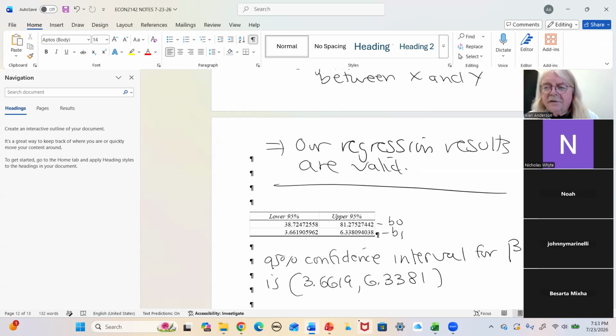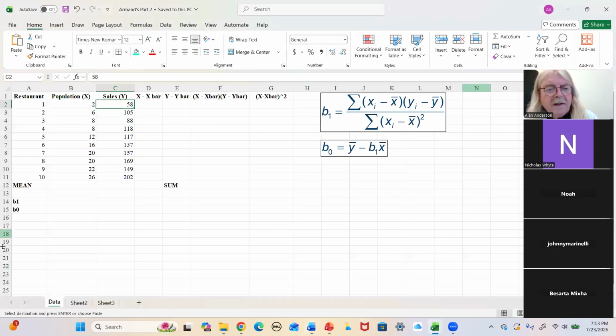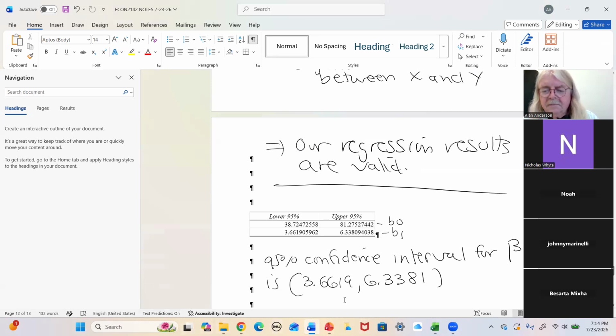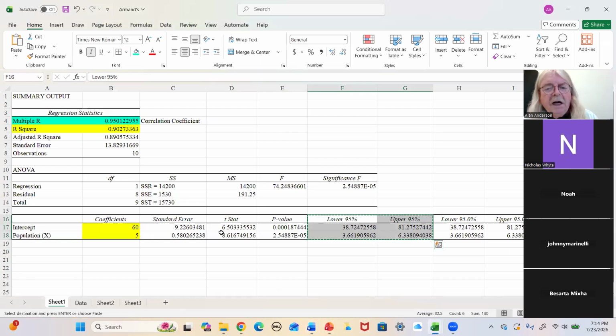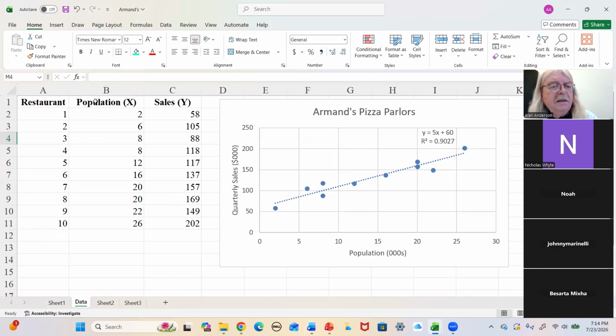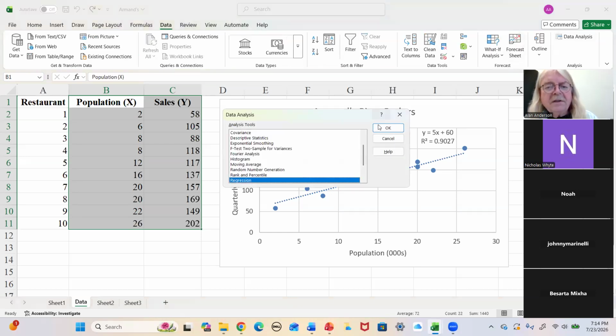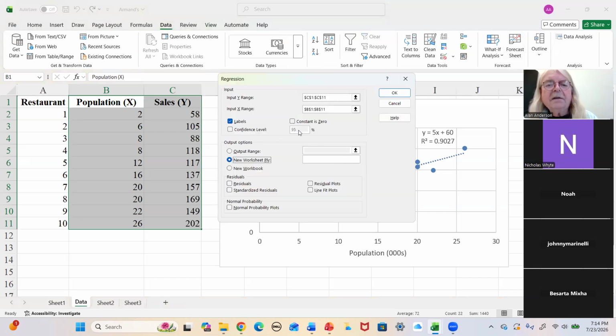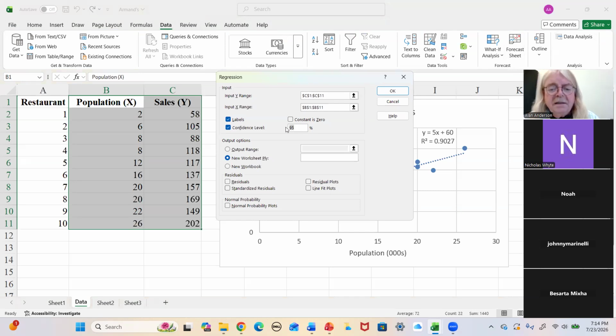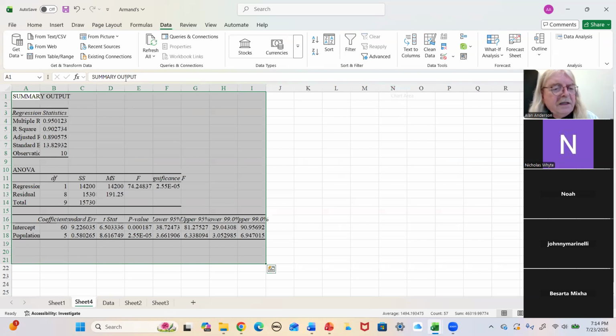Let me show you how you would get a different confidence interval. We'll go back to the data analysis toolpack. I'm going to run it again, and this time I'll ask for 99. I select my data analysis toolpack, regression. There's only one change right here. You see where it says confidence level? You see how it defaulted to 95; I'm going to type in 99. Okay, and we're going to ask for a new spreadsheet. Here we go.